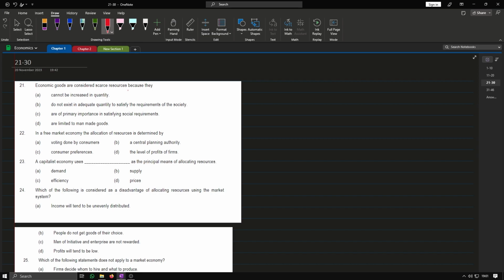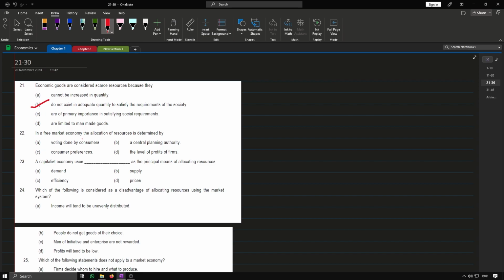Economic goods, why are they considered scarce? Because they do not exist in adequate quantity to satisfy the requirements of society. Because you see, there are many wants of the society, right? Economic goods cannot satisfy all the wants. So it's option B.